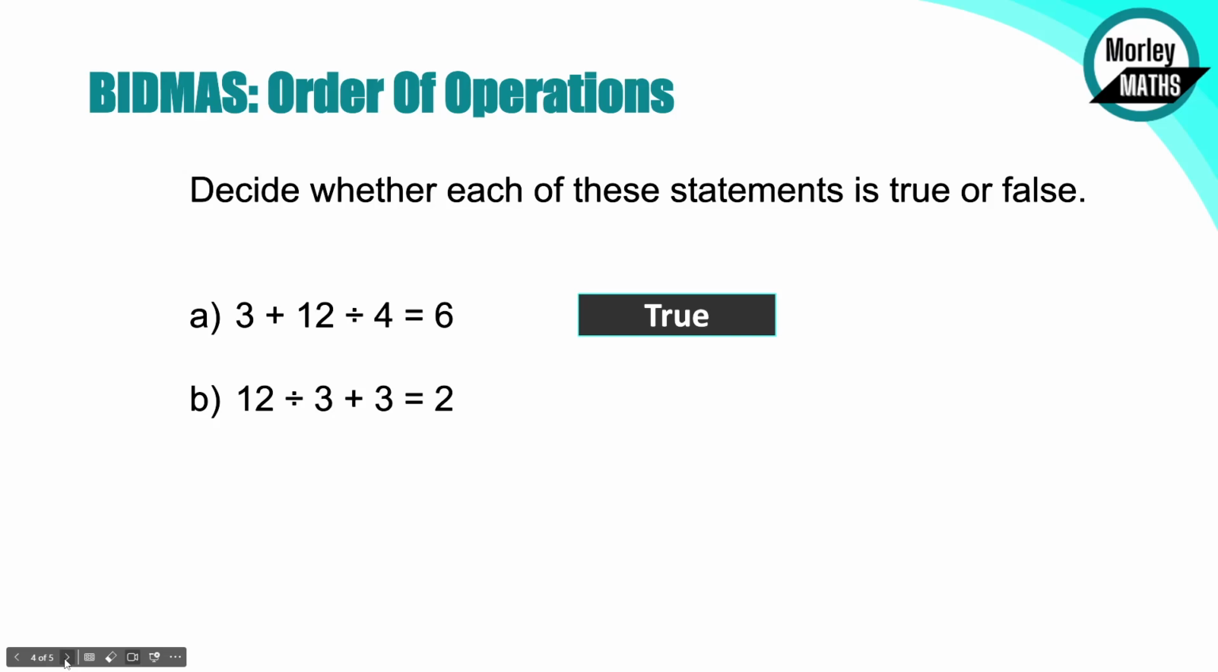Have a go at this next one. 12 divided by 3 plus 3 equals 2. True or false? That one's false, absolutely. The answer is 7. So 12 divided by 3 is 4. 4 plus 3 is 7.